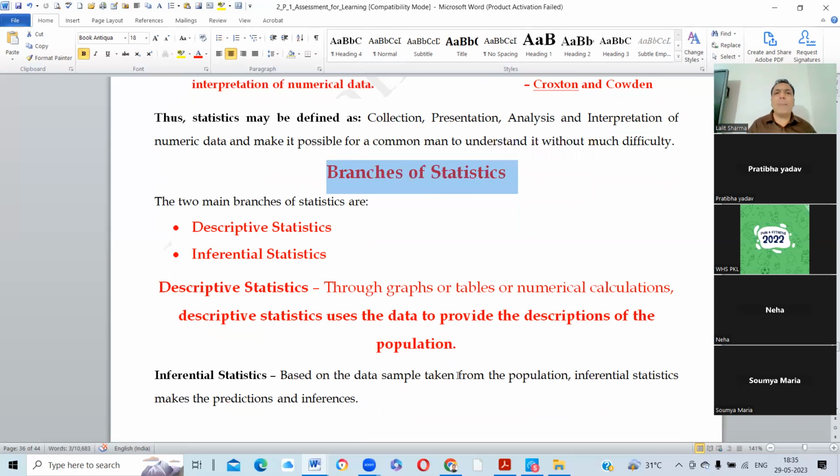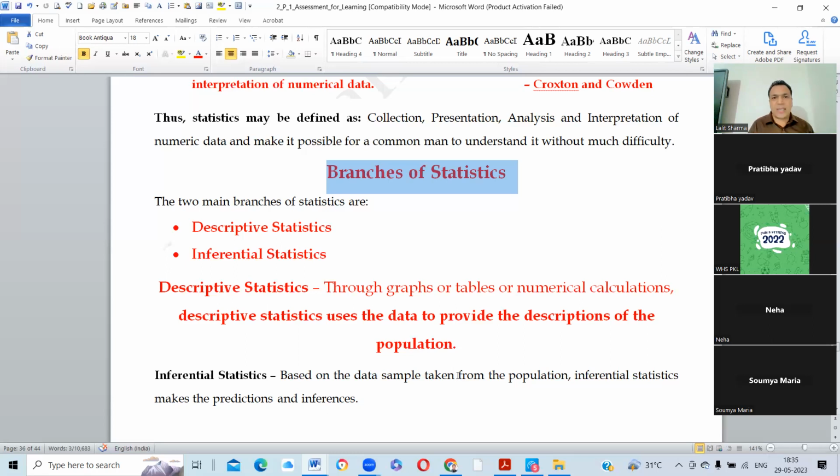So basically broadly there are two types of statistics. Always you have to remember. One is descriptive statistics, one is inferential statistics. Inferential statistics is not in your syllabus. When you go on to MEd and others, it will come in MEd. At B.Ed level you have descriptive statistics.